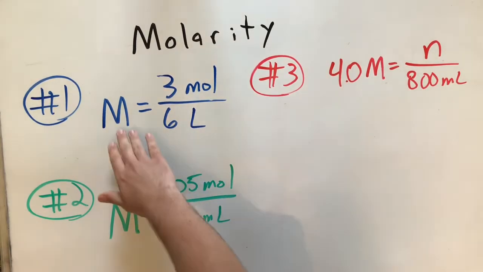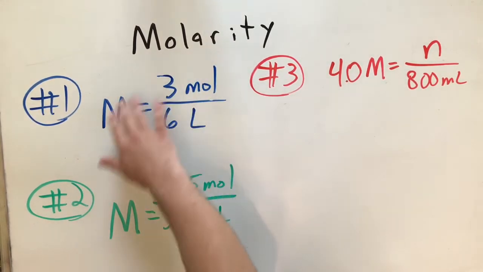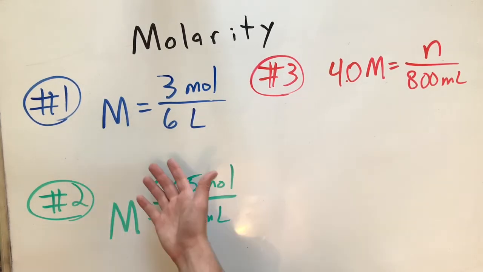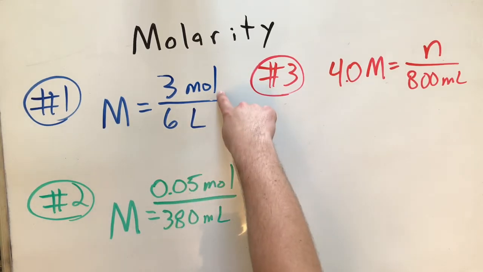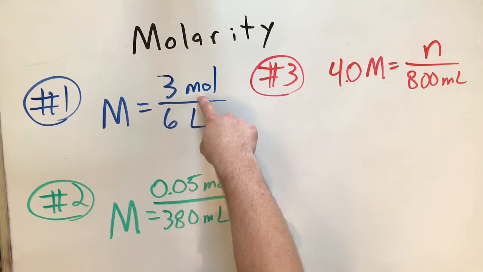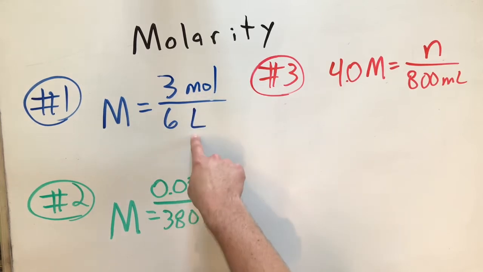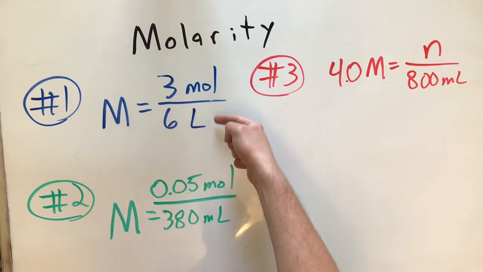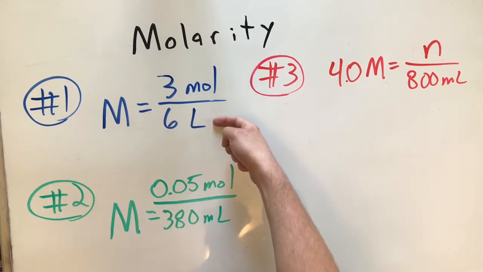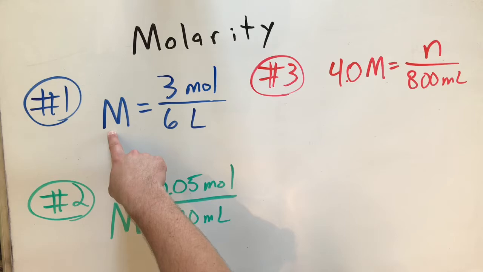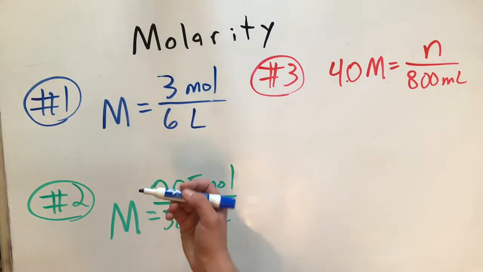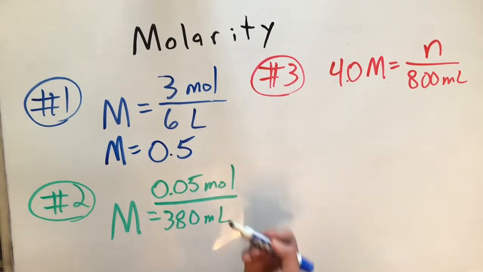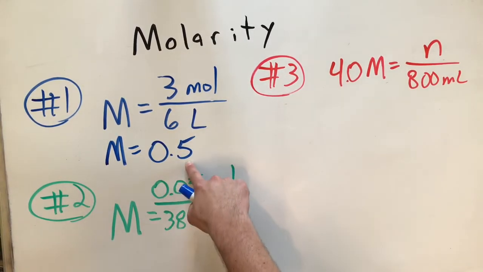My variable is capital M, molarity. So I'm trying to find the concentration, the molarity of this solution. I know I have 3 moles of substance in 6 liters of solution. These units are going to end up combining. Moles over liters, that's molarity. So I just need to do 3 divided by 6. If I do 3 divided by 6 here, my answer is going to be 0.5.